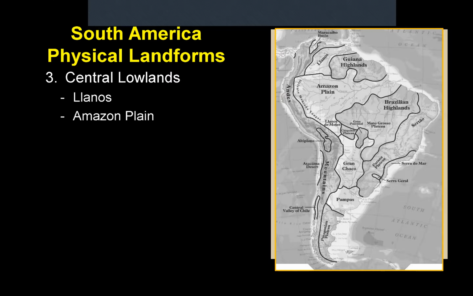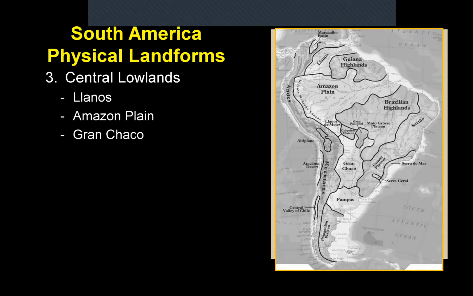The Amazon plain is very large. It's the largest watershed in the world, as we'll talk about later. And we saw the headwaters of the Amazon River, but it's all these tributaries that come in and form the Amazon River, which is the largest river in the world based on volume of water that comes through. 20% of the world's fresh water comes out from the Amazon.